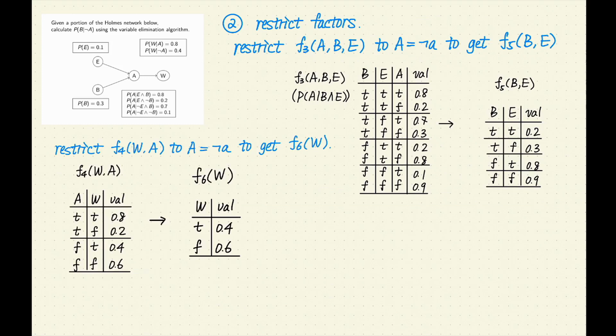Whenever we perform any operation, discard all the factors that we used and create a new factor to store the result. We'll use each factor exactly once in the variable elimination algorithm. After the restrict operations, we have a new list of factors containing F1, F2, F5, and F6.